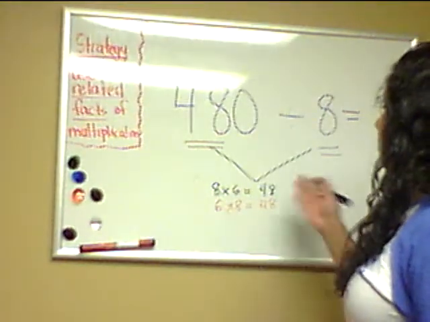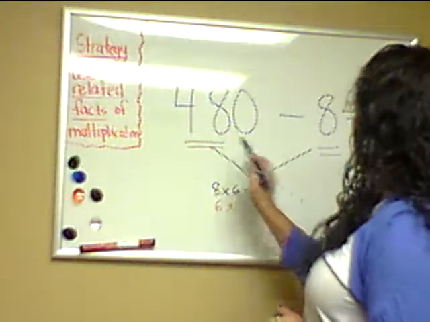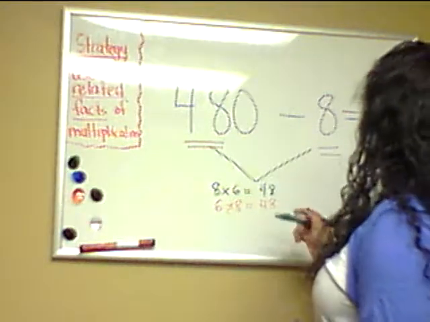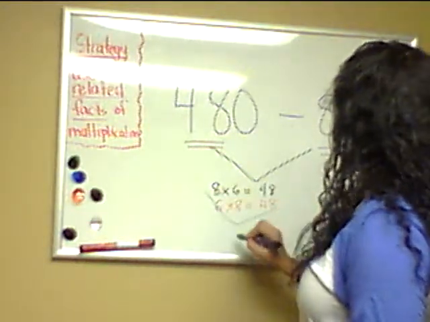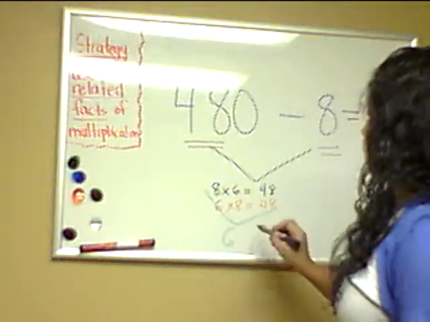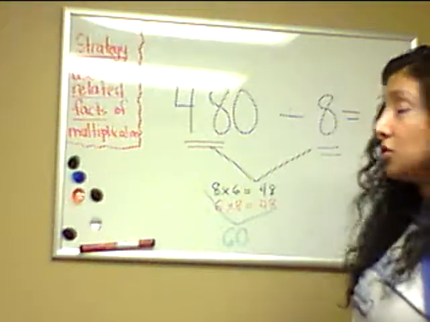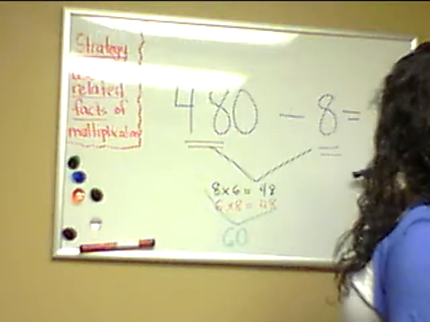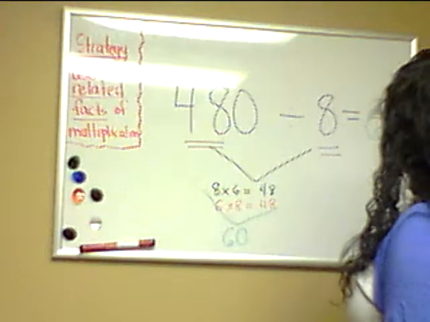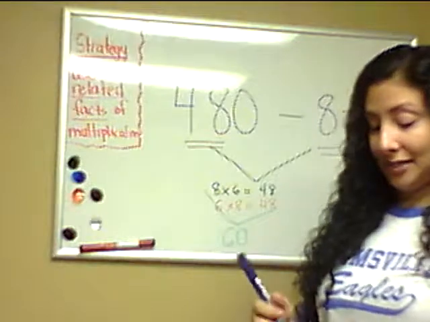Okay. So what we're going to do now is figure out the answer, right? Well, we know that 48 divided by 8 equals 6, right? So our answer is 6, but we haven't used this 0. So we need to tack it on to the answer, and that gives us the quotient of 60. So 480 divided by 8 gives us 60. And that's how you use that fact.